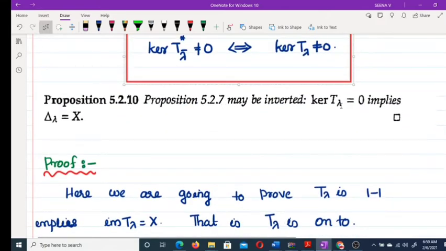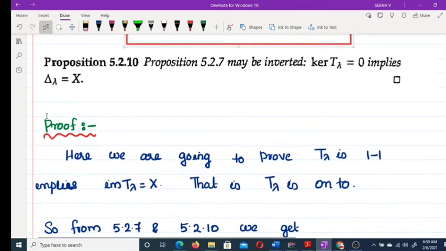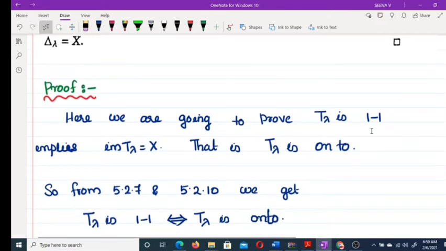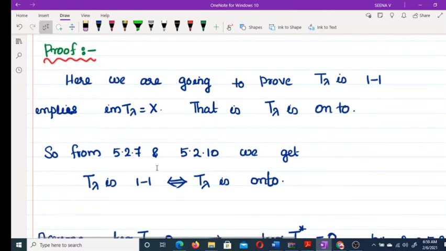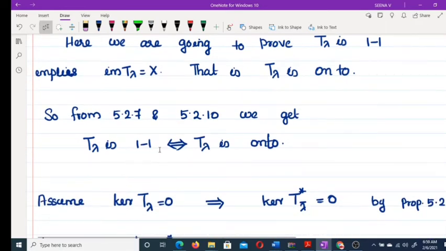Now what is the meaning of that? Earlier it was T lambda is onto implies T lambda is 1 to 1. Here, kernel T lambda equal to 0 means T lambda is 1 to 1 implies delta lambda equal to X. That means image of T lambda equal to X. That means T lambda is onto. So here we are going to prove T lambda is 1 to 1 implies T lambda is onto. So from 5.2.7 and 5.2.10 we get T lambda is 1 to 1 if and only if T lambda is onto.